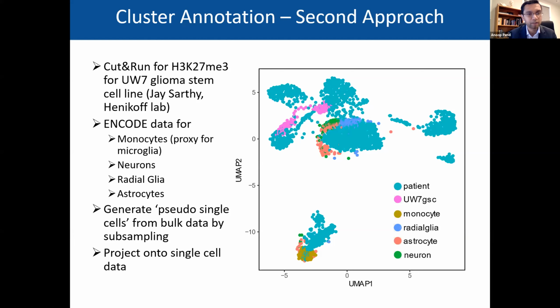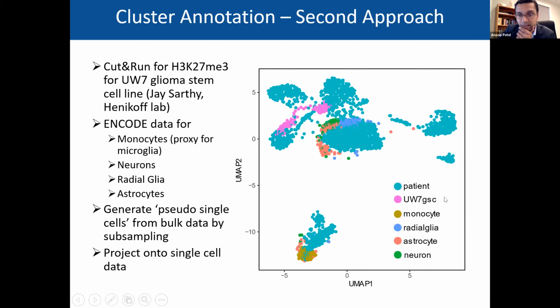We then bolstered this with ENCODE data for monocytes, which was our proxy for microglia, since there wasn't a good data set for that, and then a couple of other ones. We generated pseudo single cells by subsampling the data, and then we projected this onto our single cell data. And this actually works pretty well.